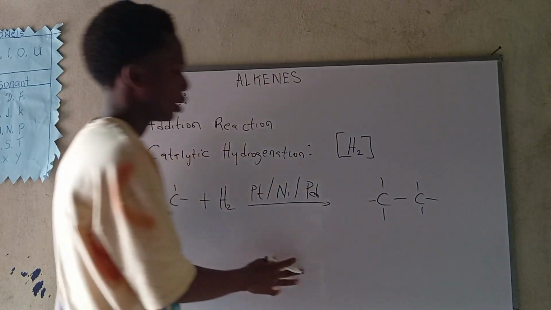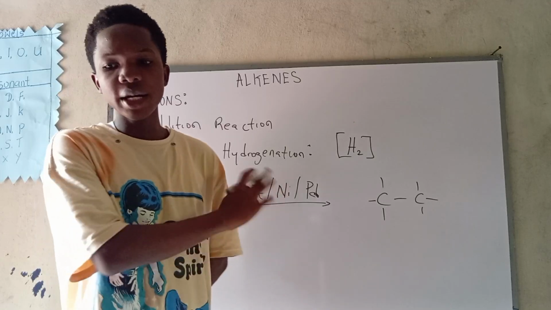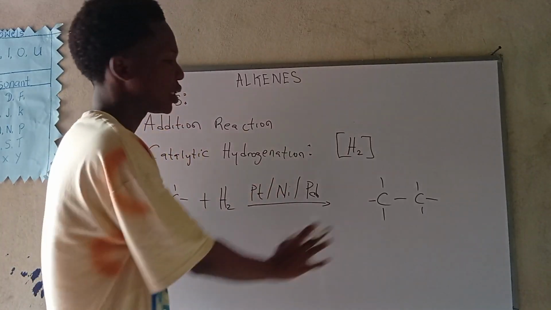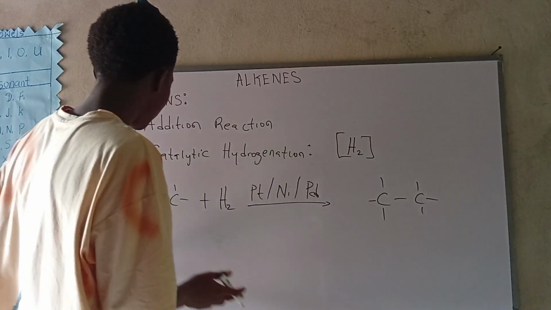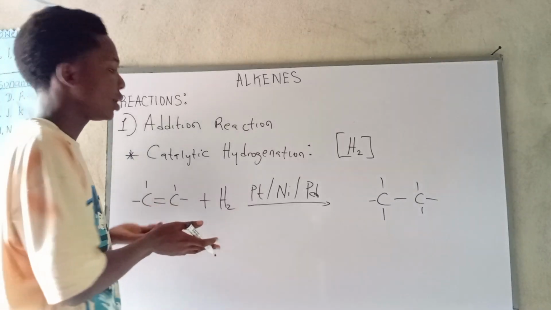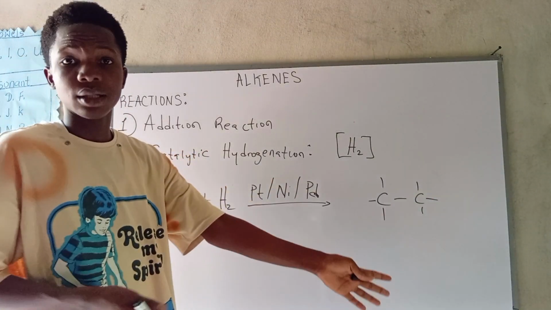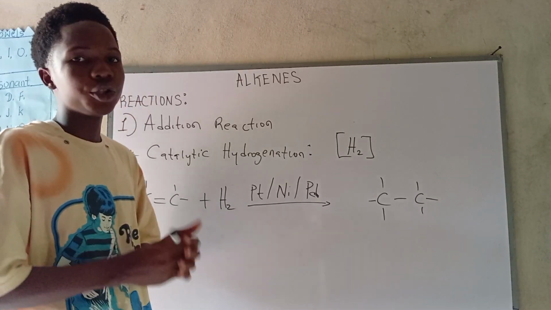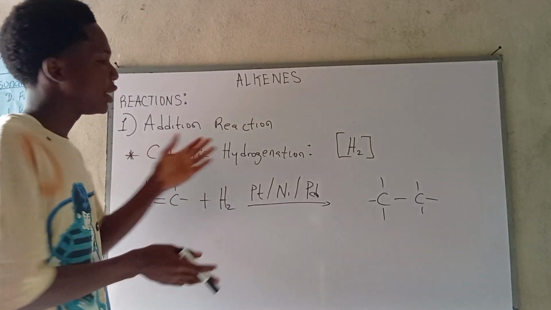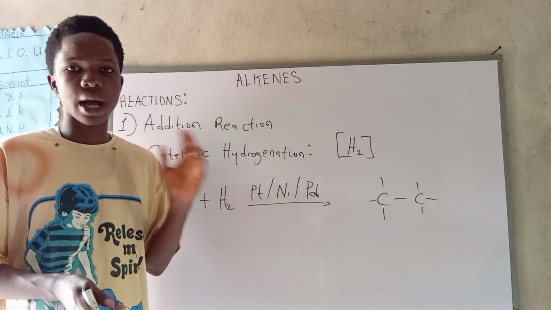Now we've gotten our alkane. We already know this, so there's no need for us to start putting examples. You can use ethene to get your corresponding alkane. Alright, so now let's move on straight to the next addition reaction that we're going to be talking about.